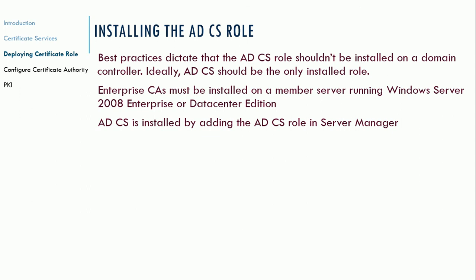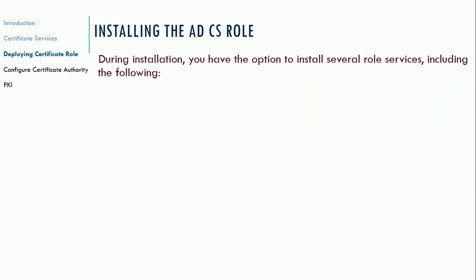So in any event, enterprise CAs can be installed on any member server that's running Windows Server 2008 or later. In all likelihood, you'll probably do this in 2012 if you're gearing this towards a 2012 network, but also you could use 2016. So ADCS is installed by adding the role in Server Manager, just like most of the other roles that we've talked about in the previous course.